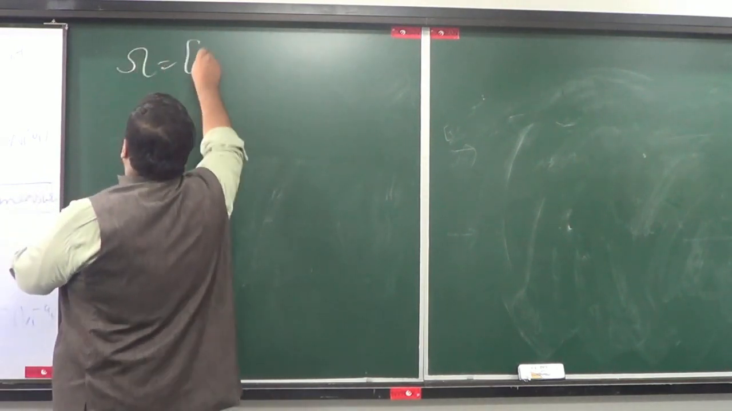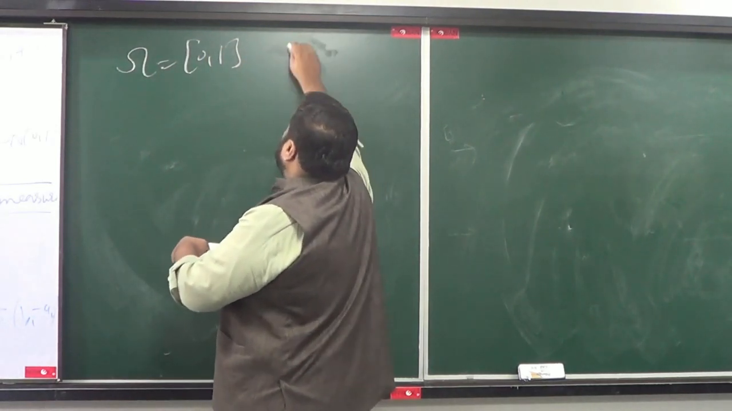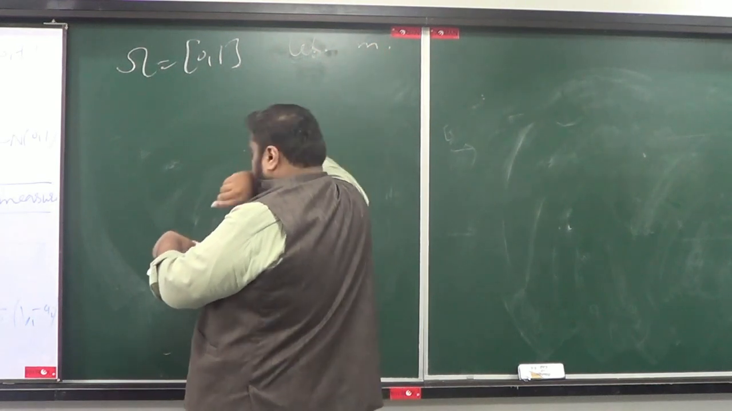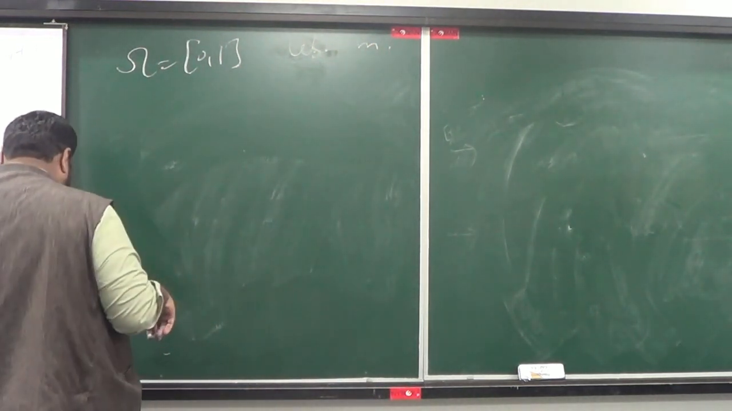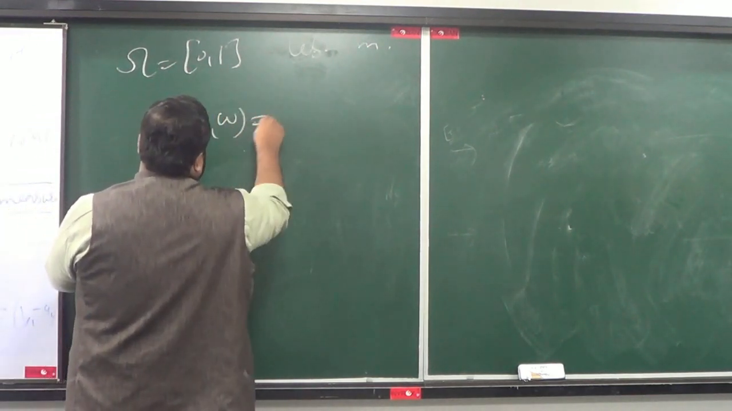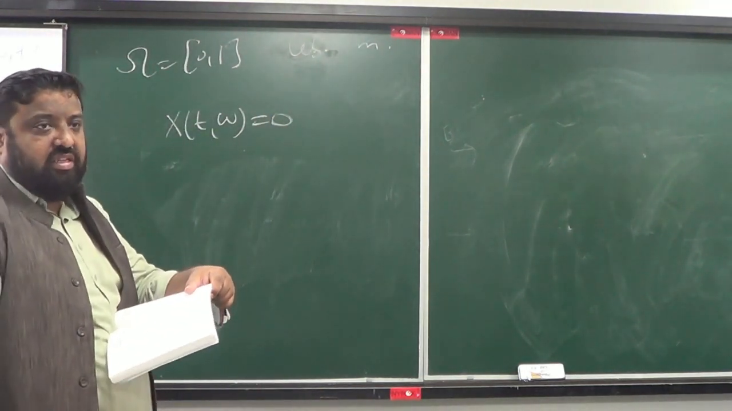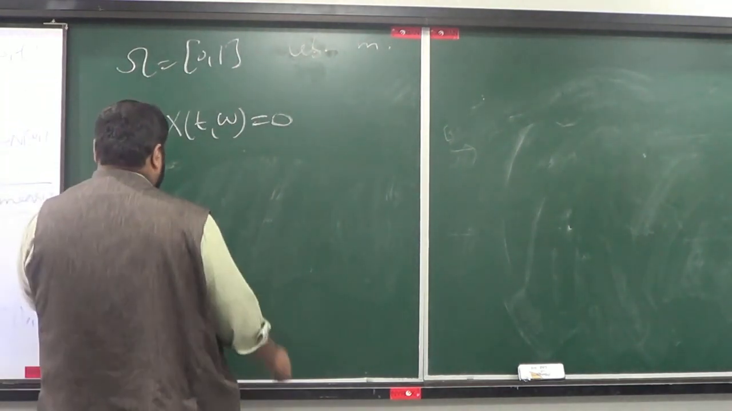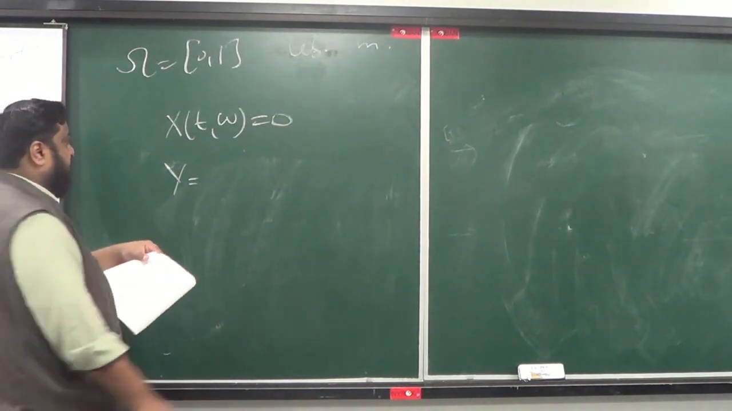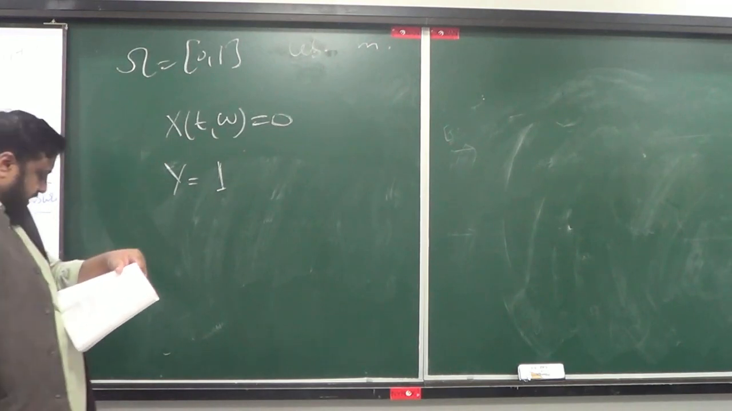Another example would be, for example, take omega equal to 0 1 with the measure L. And take a process that is 0 for entire times and entire omega. Just deterministic. And take a process y that is basically the indicator function. It's an indicator function.